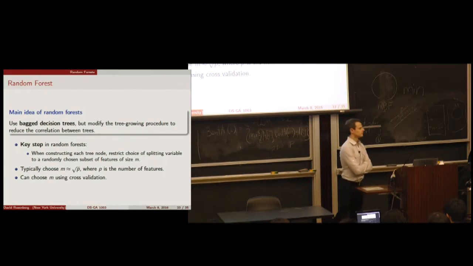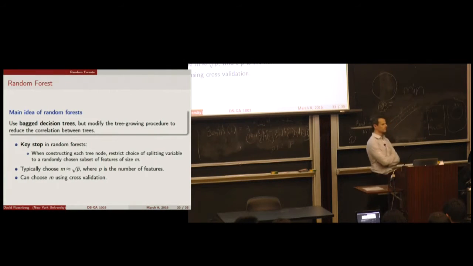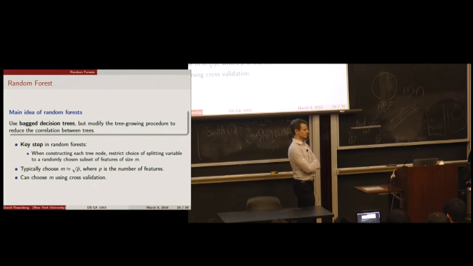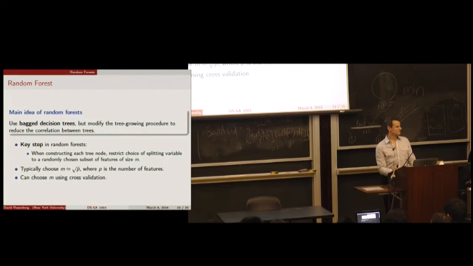Other than just observation, is there any reason why square root of p is a good choice? I don't have an intuition. To me, it's a category of a lot less than the number of features, as opposed to p over 2, which would be another category. And it seems that square root of p works better. I'm not saying there isn't a better intuition, I don't have it. It's a good question. All right.